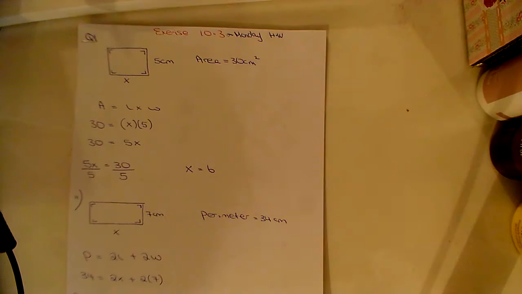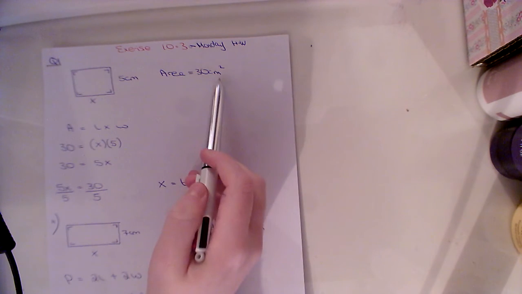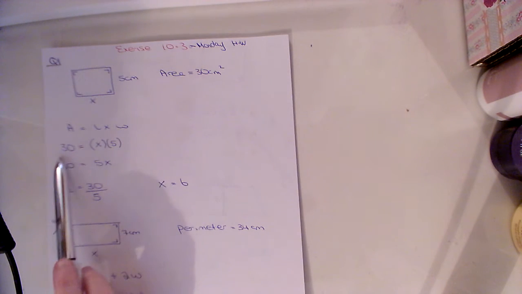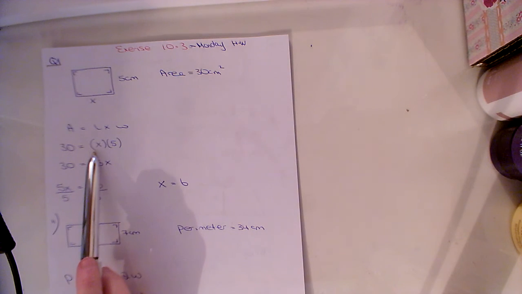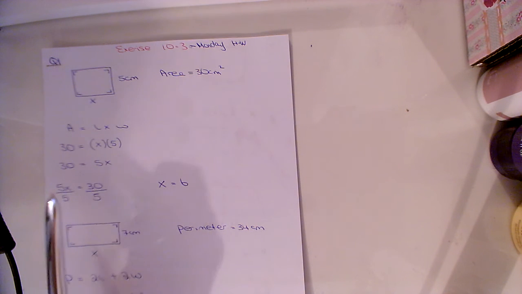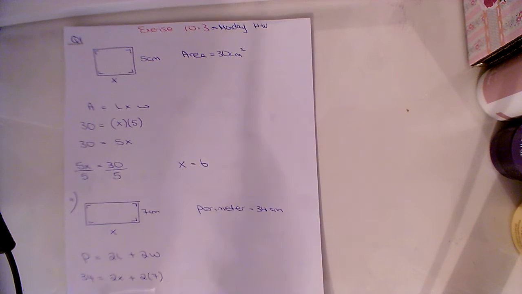Okay, so the first one here, it says by using the information from each diagram below, find the value of x. Diagrams are not to scale, and I'm given my answers. So basically for the first one, I'm told my area is 30 centimeters squared. Area is equal to length by width. So I have 30 is equal to my length, I don't know, I put in x, my width is 5. 30 is equal to 5x. So I have 5x is equal to 30. I divide across by 5 to find x on its own, and I get x is equal to 6.